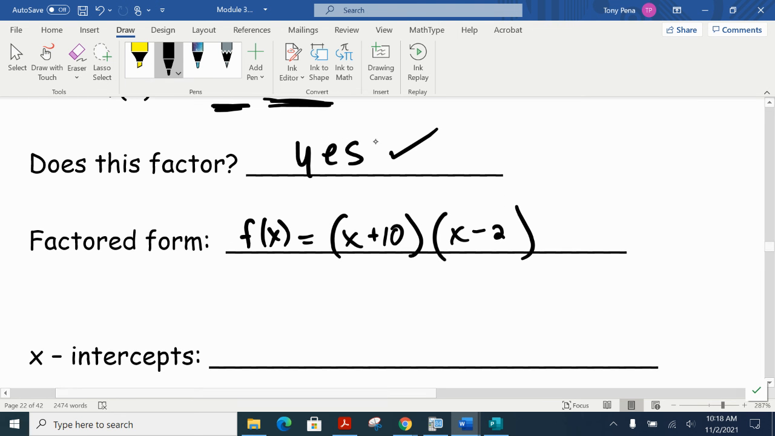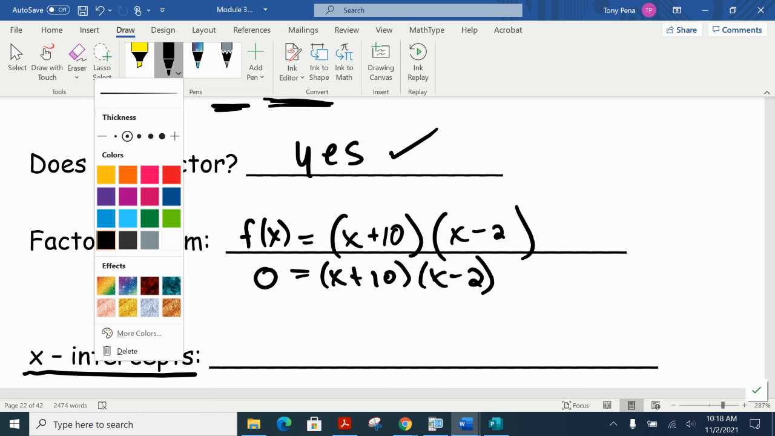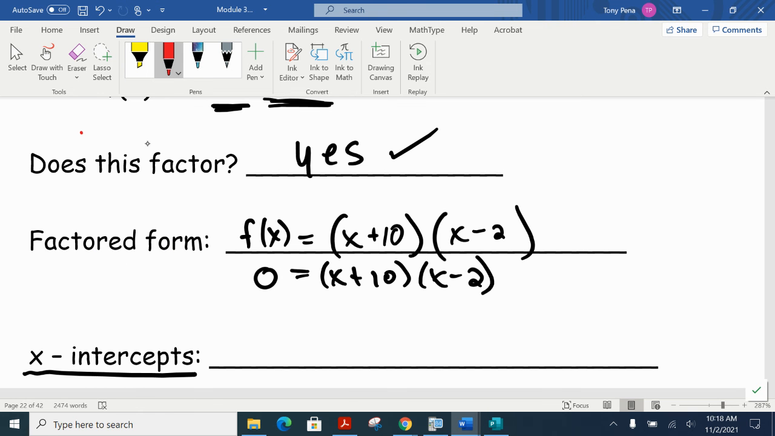Your x-intercepts, all we do to find our x-intercepts is you take your factored form and you set it equal to 0. Going back to our last module, your x-intercepts are just when I would ask you, what makes this a 0? All right, so for that first one, Riley, what makes this guy a 0? Good. So one x-intercept would be a negative 10, so our graph's going to cross at a negative 10.